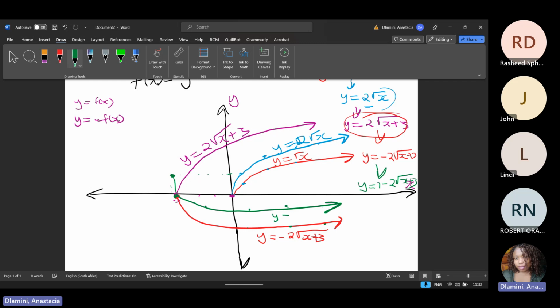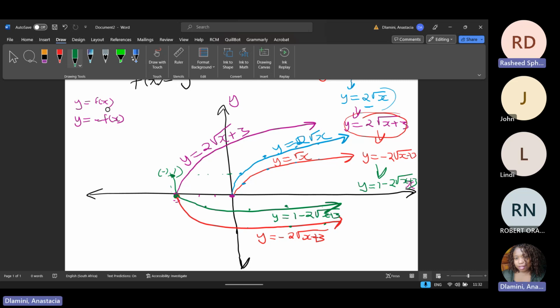The graph y equals 1 minus 2 square root of x plus 3. So you can also write this point as negative 3 and 1. Do you understand how I drew the graph? Yes. Simply, ma'am, you're saying that 1 affects the whole function and 2 doesn't affect the 1? Does it? 2 only stretches.